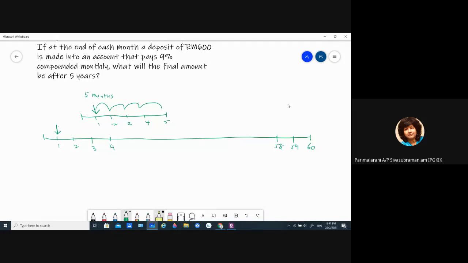If the first payment is in the account for 59 months, what is the future value of this first payment? How much is your first payment? 600. Yes, so you make a deposit here for 600. First payment you put into this account. This money will stay in this account for 59 months. How much is the future value of this money?